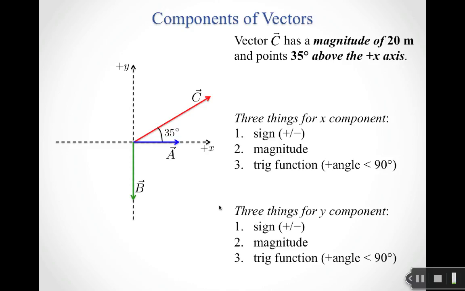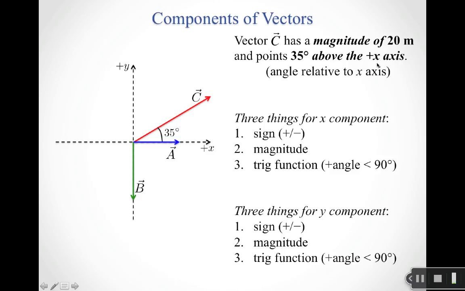Vector C is a little bit different though. Vector C doesn't point along a coordinate axis, so it doesn't lie along x, it doesn't lie along y. It points up and to the right. So what we're going to need to do for vector C is figure out three things for each component. First, the sign, positive or negative. Second, what's the magnitude of vector C? Again, that's information that we're given. And then which trig function are we going to need to use with an angle that's less than 90 degrees? So what we'll end up doing is saying, here's an angle less than 90 degrees that's easy to define using a trig function.